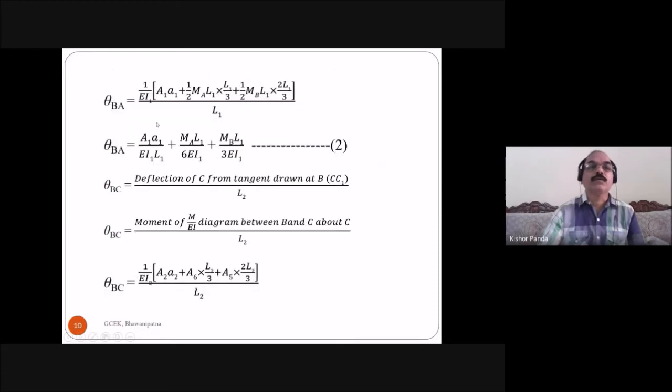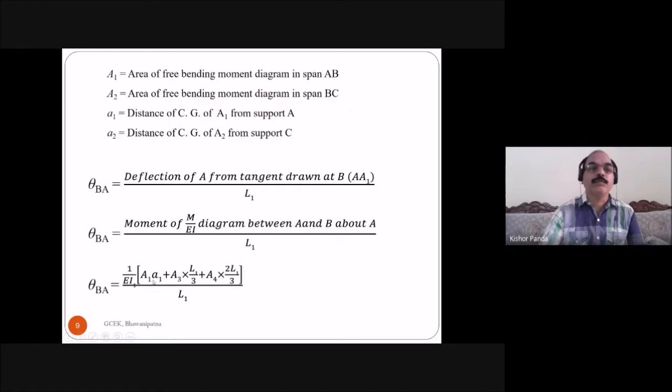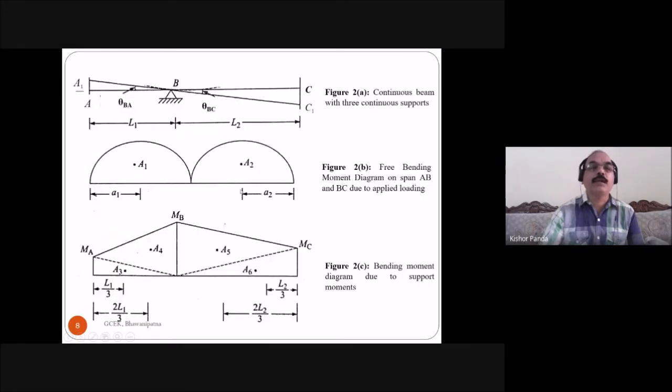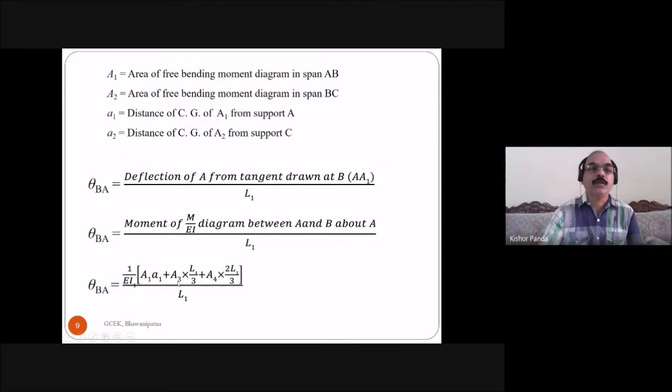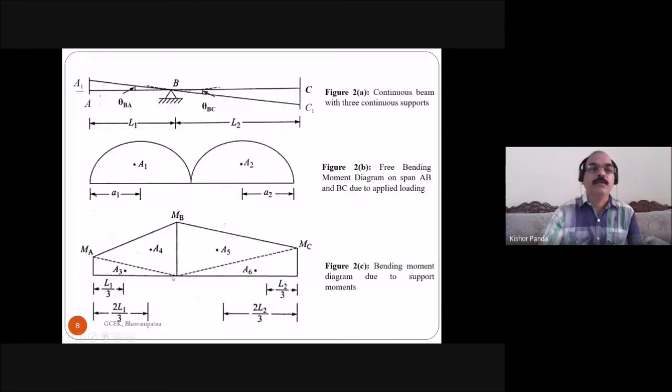Then theta BA is equal to 1 by EI1. The moment of inertia for span AB is I1 and for span BC is I2. So you take here EI1, A1 a1 plus 1/2 MA L1 into L1 by 3. Here you see, what is the area of this one? A3. What is the area? A3 area is half into MA into L1. A3, this is the triangle.